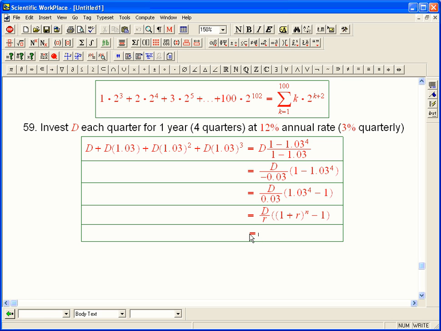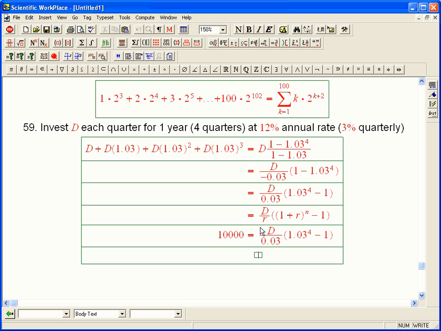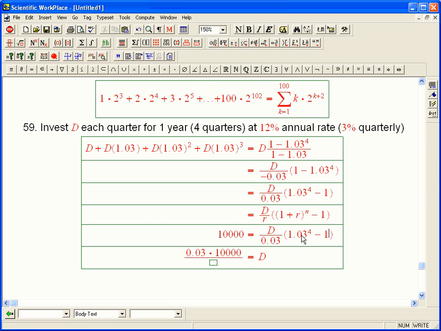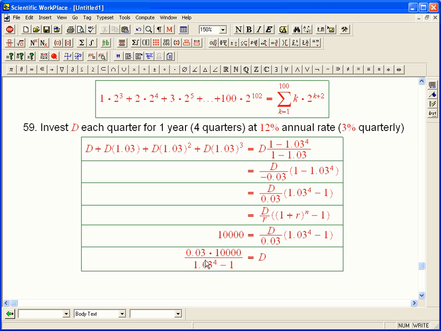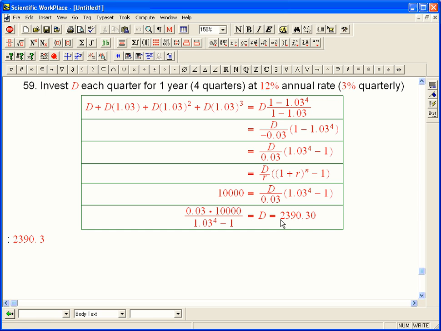Okay, so now what's the idea here? We want to have 10,000. 10,000 is supposed to be equal to all this. And so D is going to be equal to 0.03 times 10,000, which is going to be 300, all divided by this. And I might as well let the calculator do that. And so it looks like 2,390.30, about. It might be off by a cent because it usually only goes to 5 places by default. Okay, so that's how much I have to put in.